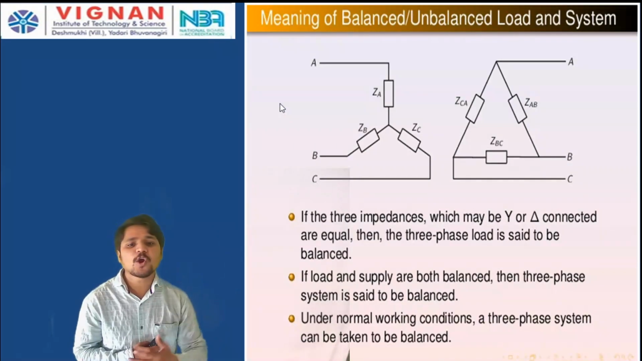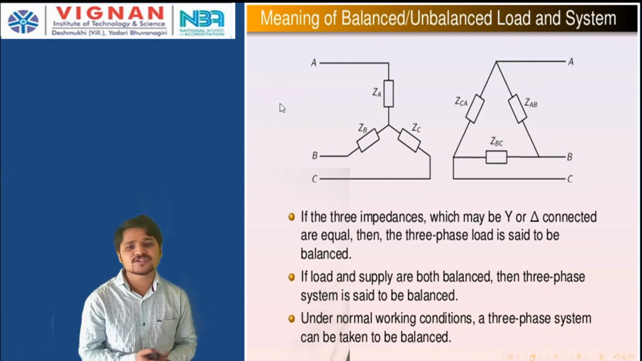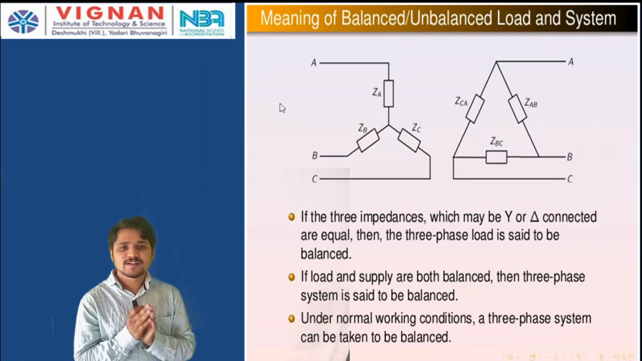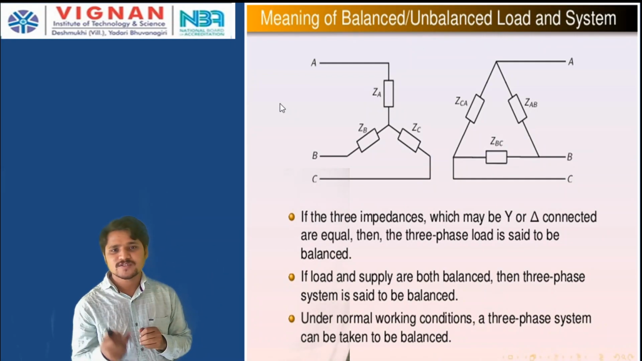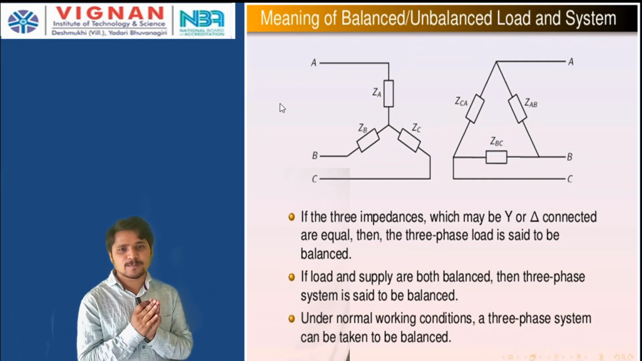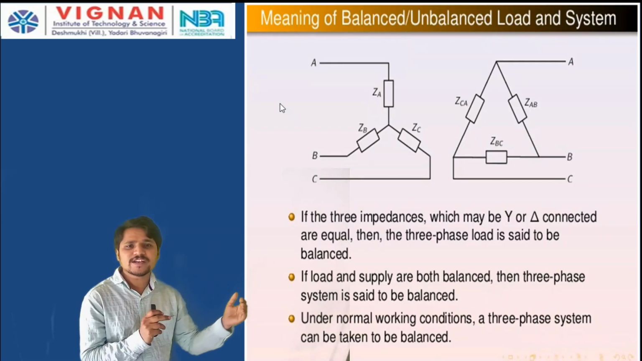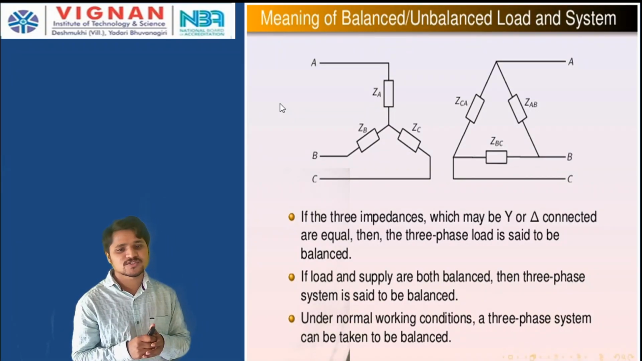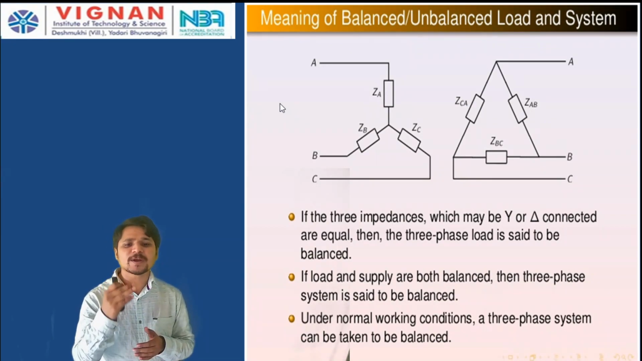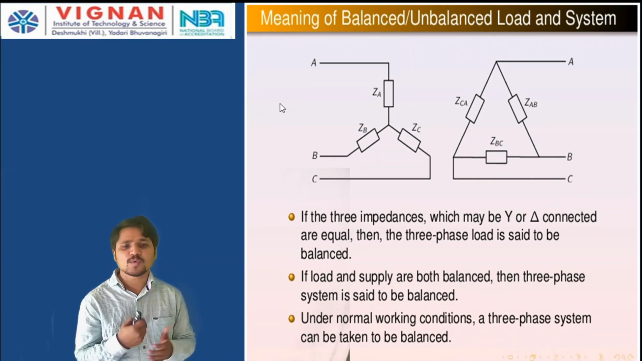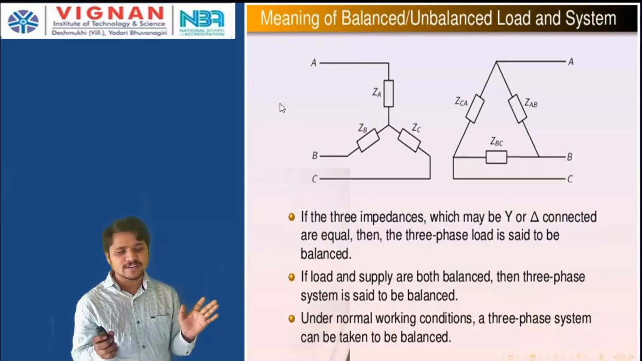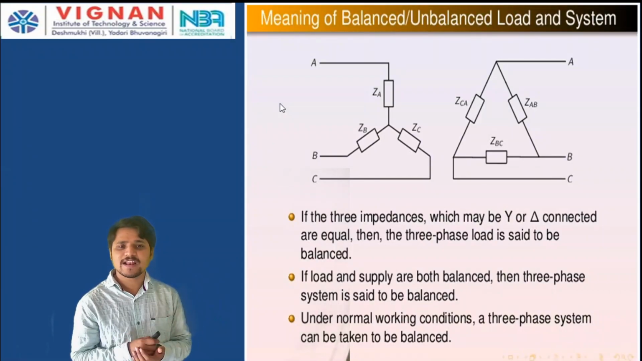Okay, if a load and supply are both balanced, then the three phase supply system is a balanced system. Load is balanced, supply is balanced, then it is a balanced system. If any one is unbalanced, then the entire system becomes an unbalanced system. So under normal operating conditions, under normal working conditions, a three phase system can be taken to be balanced. Okay, normal operating condition, everything is fine means it's a balanced system.